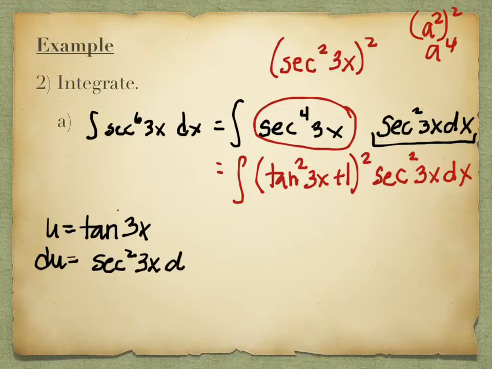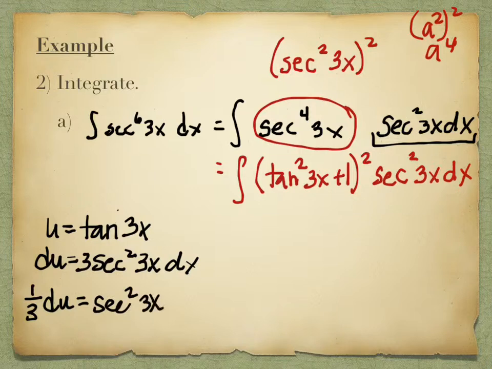But I have secant squared 3x here, not just secant squared x, right? What's the derivative because of that 3x that's inside? What happens? Right, I have a 3 on the right-hand side, right? Because I have to take the derivative of the 3x, it's chain rule, which means this is going to be thought of as 1/3 du is the secant squared 3x dx.